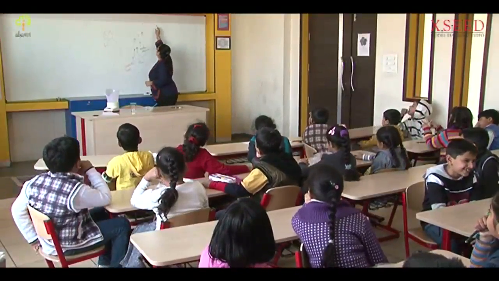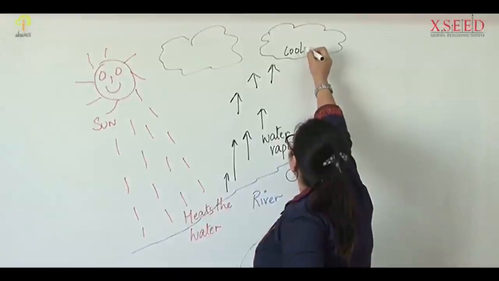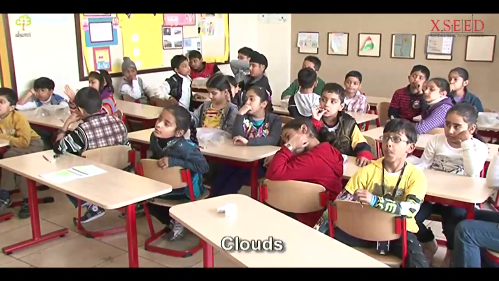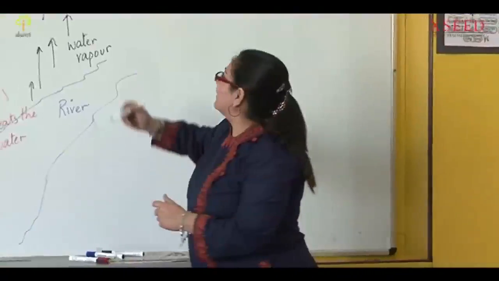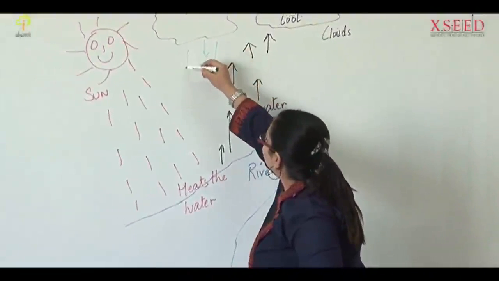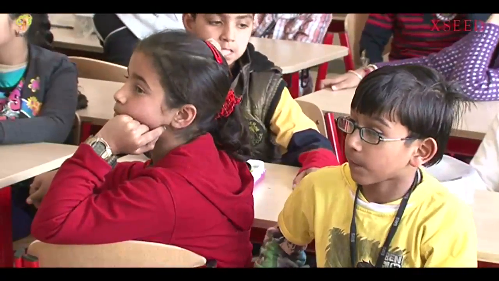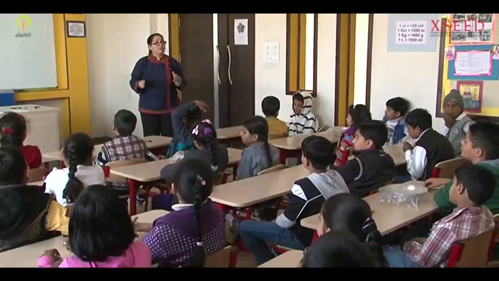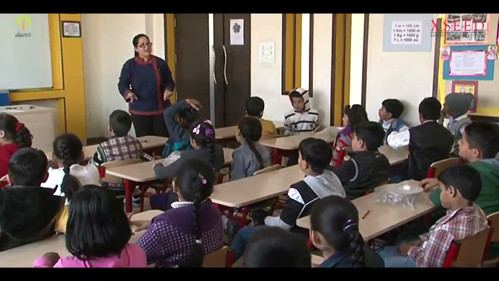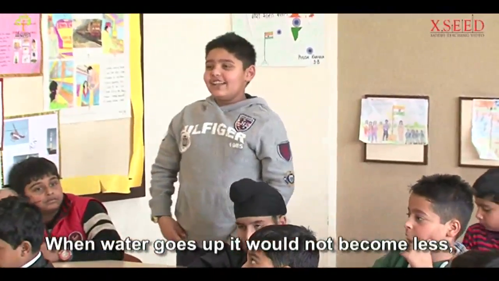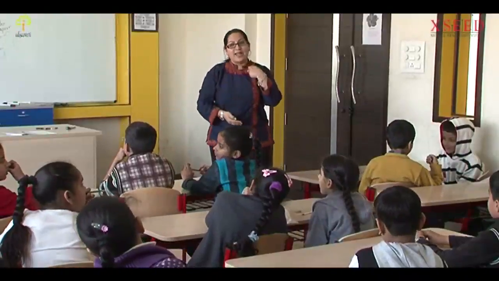What happens here? Yes, the water vapors cool down to form clouds. And when the clouds get very heavy, it starts falling back to the earth as rain, completing the cycle. Each time the water evaporates, does the water in the ocean go less and remain less then? When the water goes up, it won't get less because later the water will come back down. So the water comes back when it rains.